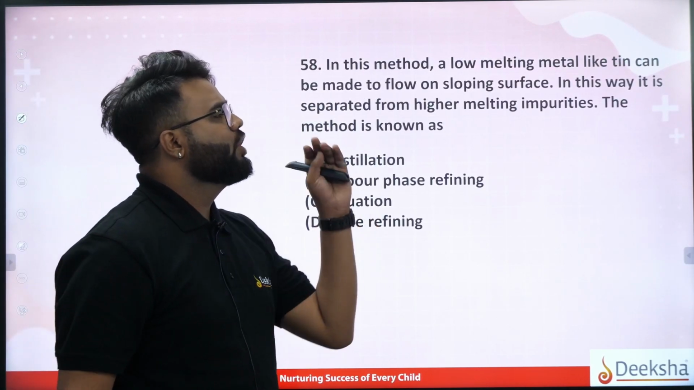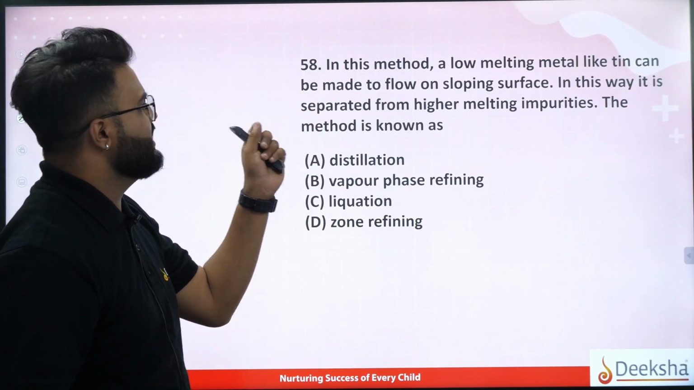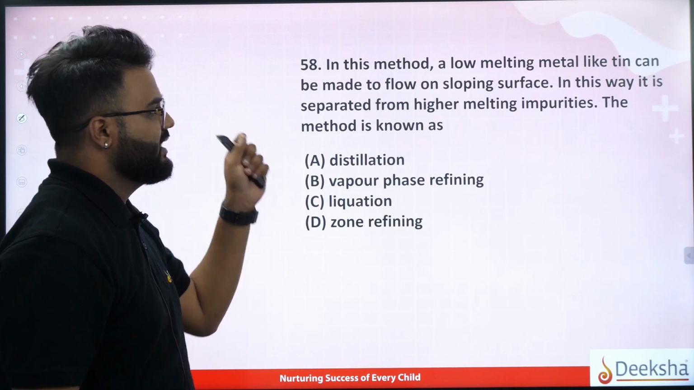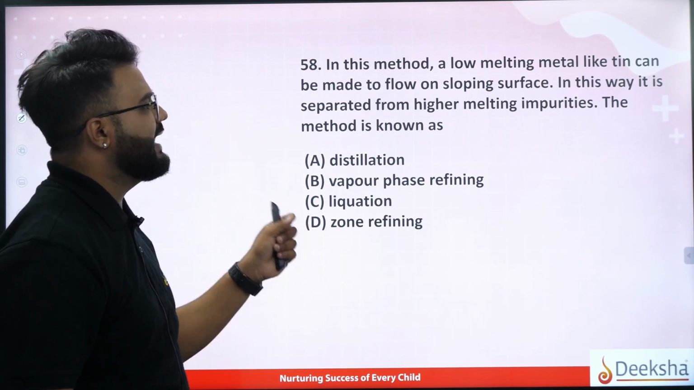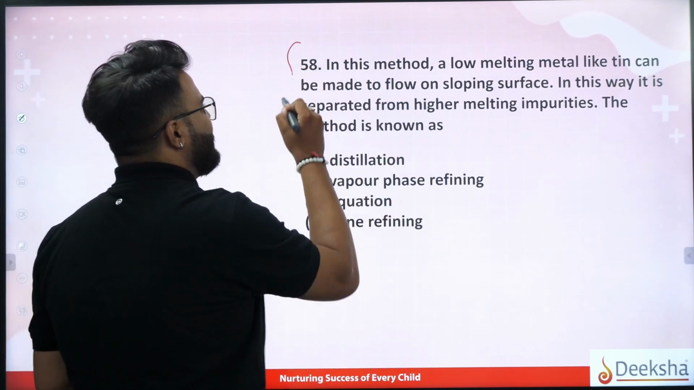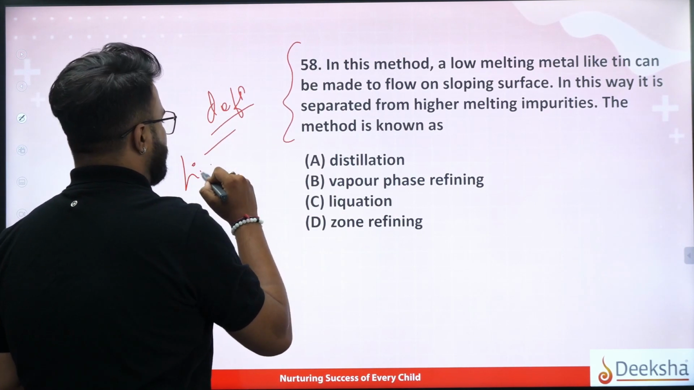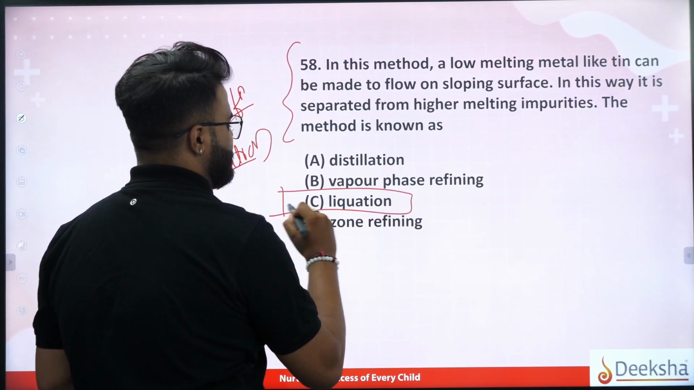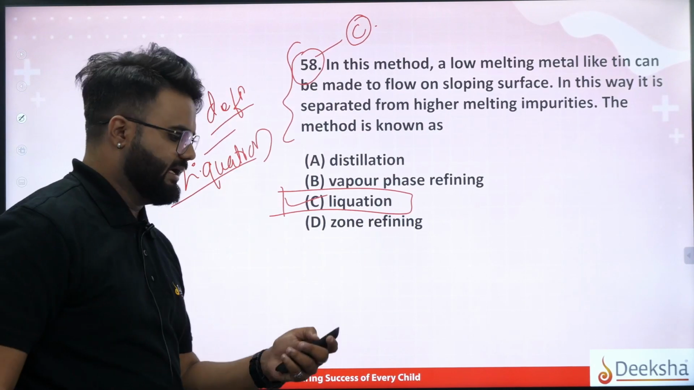58. In this method, low melting metal like tin can be made to flow on sloping surface. In this way, it is separated from higher melting impurities. The method is known as, this is the direct definition of liquefaction. Direct method of liquefaction. So option C is your correct answer. For question 58, option C will be the correct answer.